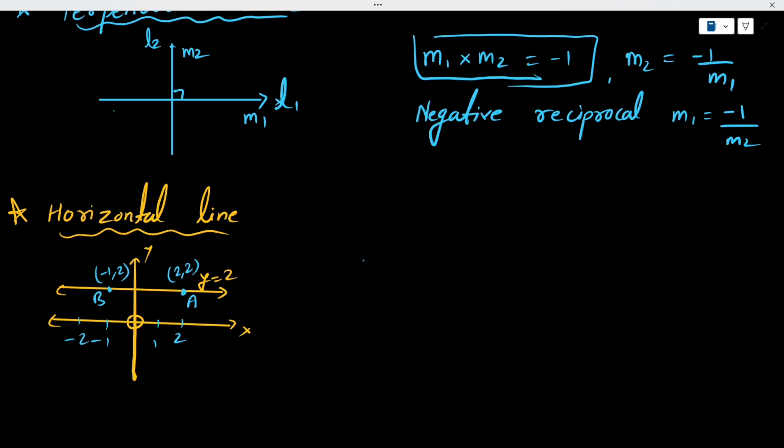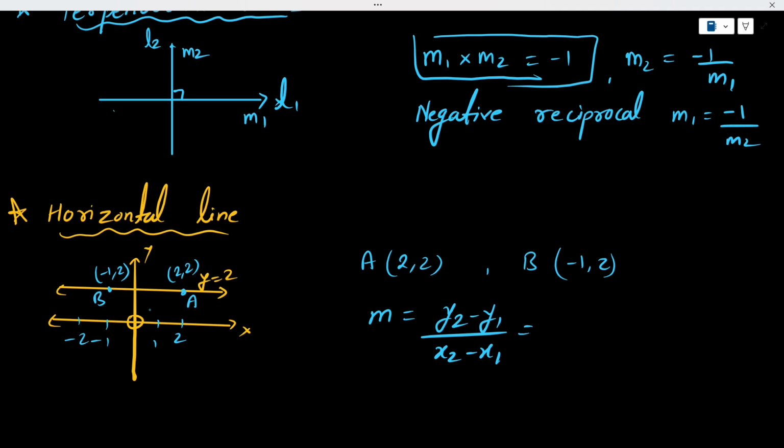How to calculate the gradient here? Point A, if I take any 2 points, you can take it. I'm just taking any two coordinates. For both the coordinates, y coordinate is fixed. Now, if I calculate the gradient, you know that it is y2 minus y1 by x2 minus x1. Because y is fixed in the whole line for all the y coordinates, it is going to be 2.